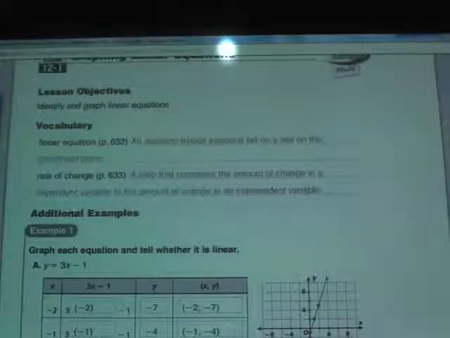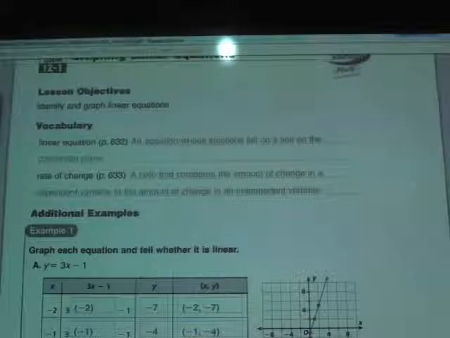When we boil down what they're talking about with rate of change, all they're really talking about is the slope of a line. How steep a line is, or again, maybe if it doesn't look very steep, how steep a line isn't. And again, that value can be positive or negative. Again, a linear equation is an equation whose solutions fall on a line on the coordinate plane. Rate of change is a ratio that compares the amount of change in a dependent variable to the amount of change in an independent variable.